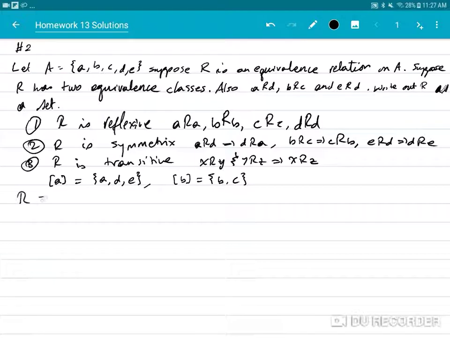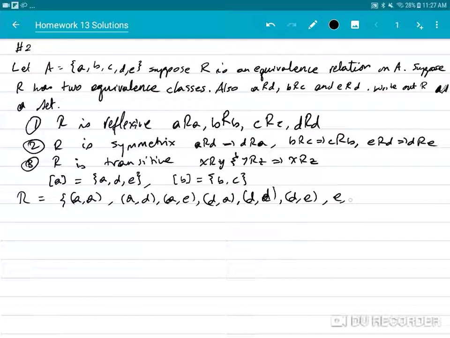So the relation R is: A is related to A, A is related to D, A is related to E, D is related to A, D is related to D itself, D is related to E, E is related to A, E is related to D, E is related to E itself.